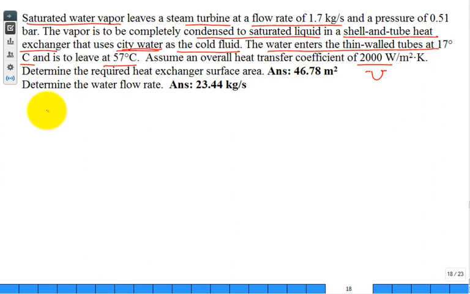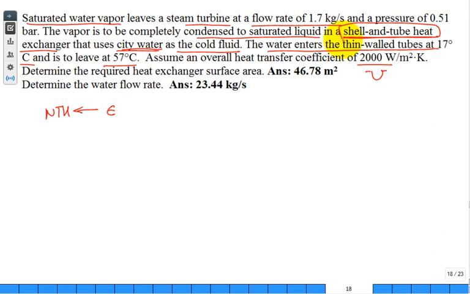Well, this is where you would use the number of transfer units. You need to get that, and you're going to basically get effectiveness, and then calculate the NTU for that configuration. What do we have? Shell and tube heat exchanger.